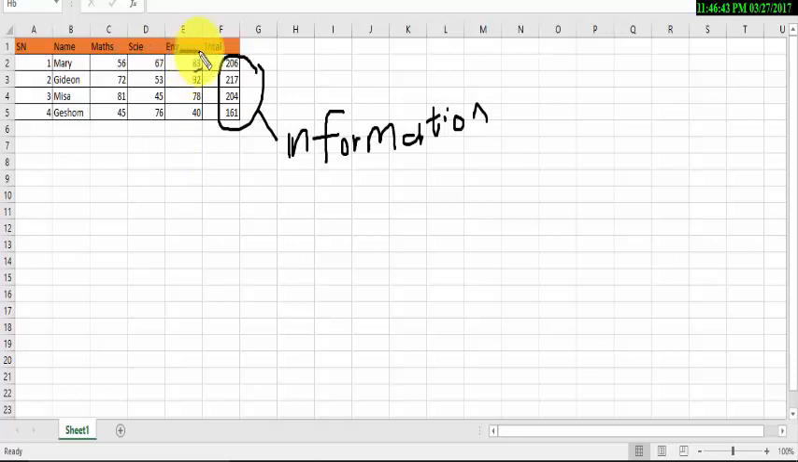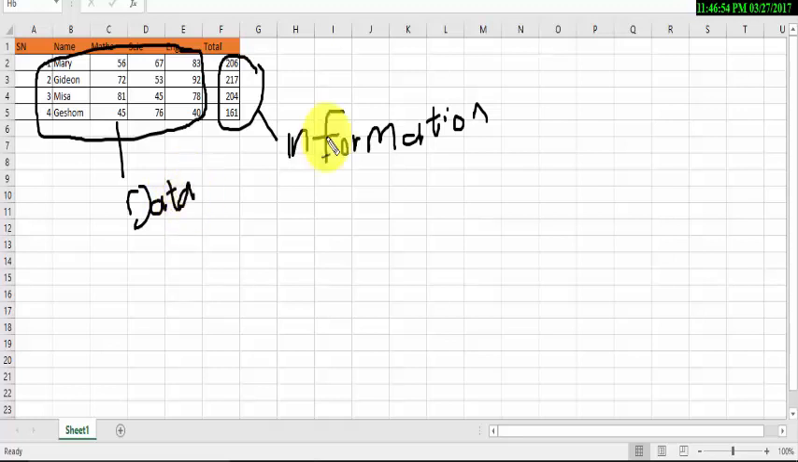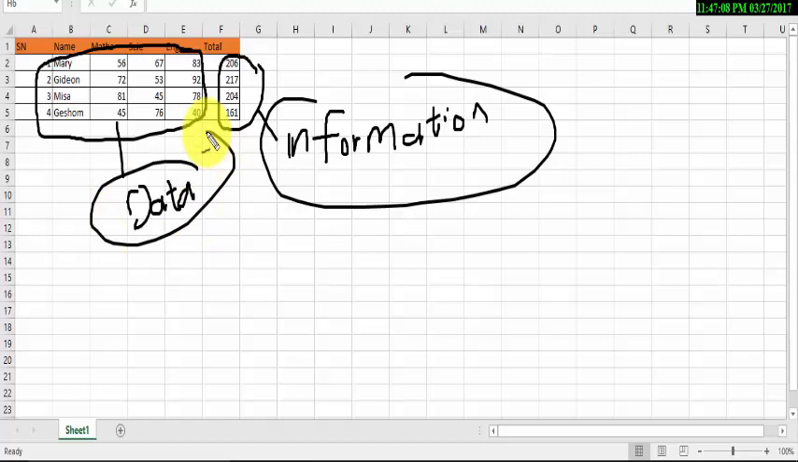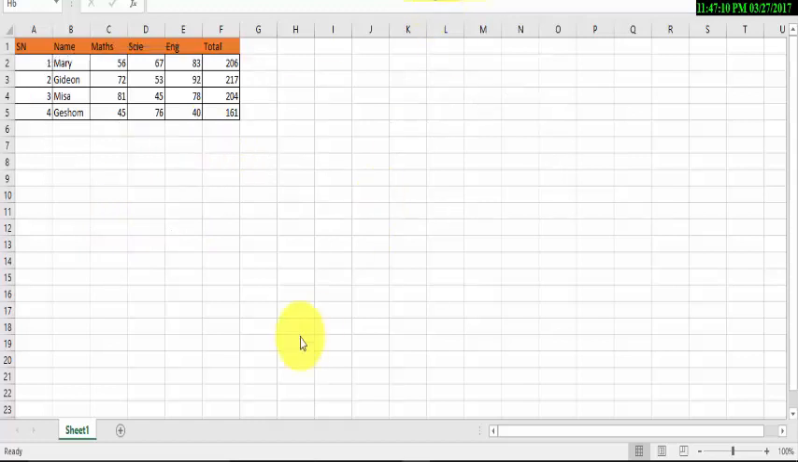Then the marks which were entered, which were obtained in the subjects, this is what we call data. Now this information is going to be entered on the report form or given to the parents or the management at the school to see how these pupils have performed. So that's the difference between data and information. Thank you, children or students.